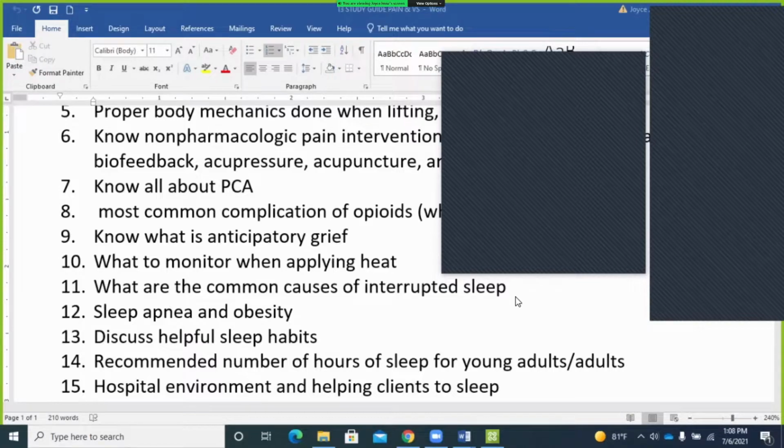Discuss helpful sleep habits. How would you discuss with me how I can help myself? Set a sleep schedule. Turn off the TV. Environmental noise, the flushing of the toilet, anything that can interrupt my sleep.